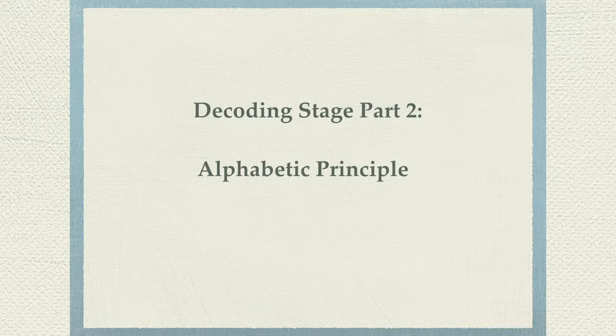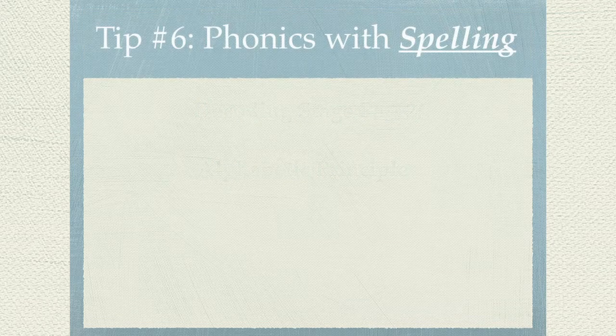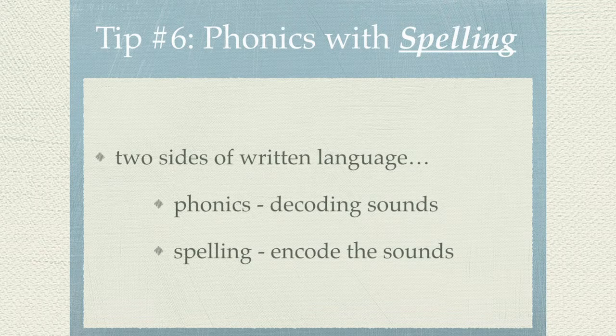So tip number 6 is to teach phonics and spelling together. Phonics and spelling are actually two sides of the same coin. Phonics teaches us how to decode what someone else has put into the code. Spelling teaches us how to put words we want to communicate into the code. We need to teach them together.